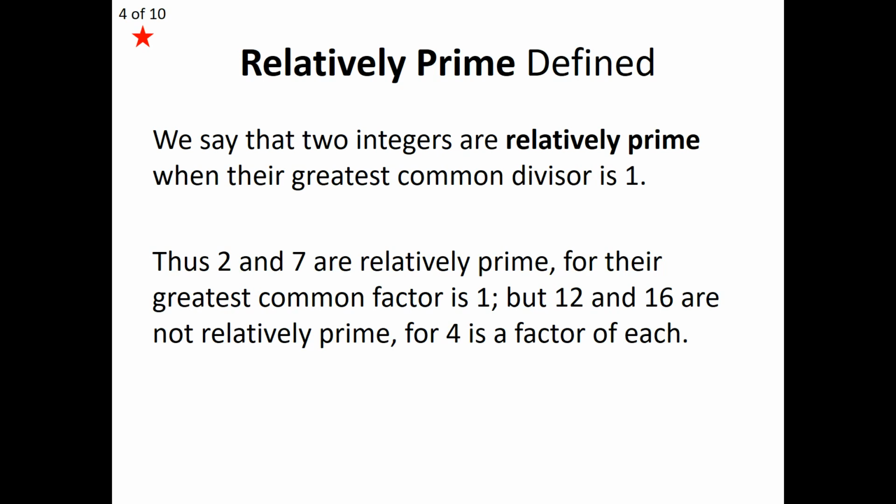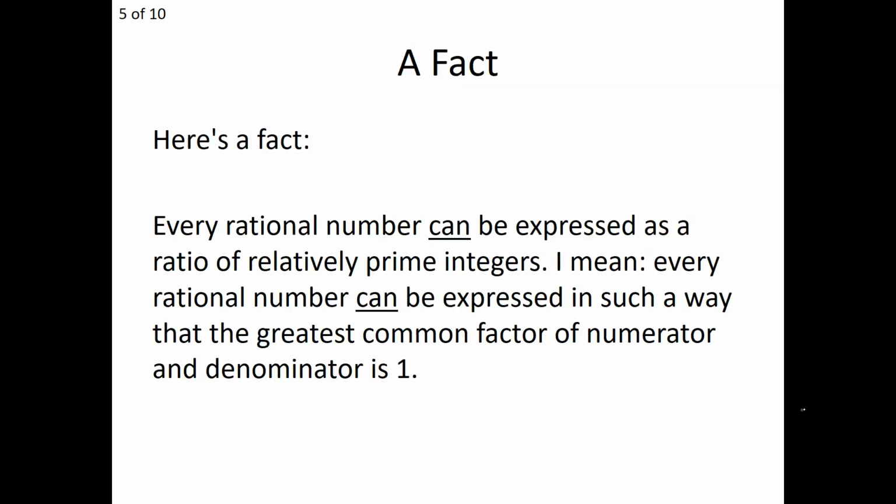So for example, 2 and 7 are relatively prime. What is the largest divisor that goes into 2 and 7? Well, only the number 1 goes into 2 and 7, which means they are relatively prime. But if we look at the numbers 12 and 16, those are not relatively prime because there is the number 4, which is not 1. 4 divides into both of those. That would be the greatest common divisor. So when two numbers have a greatest common divisor of 1, we can call the two numbers relatively prime.